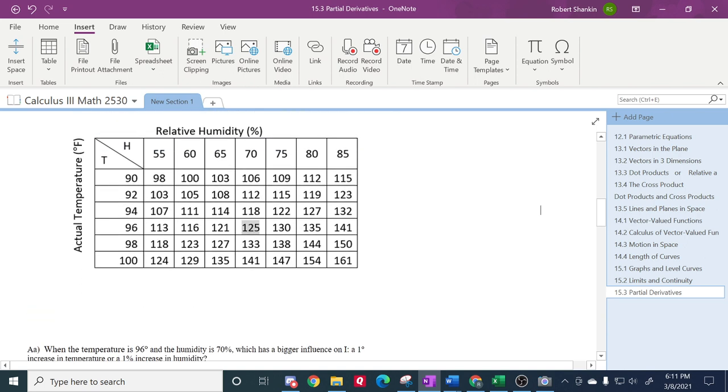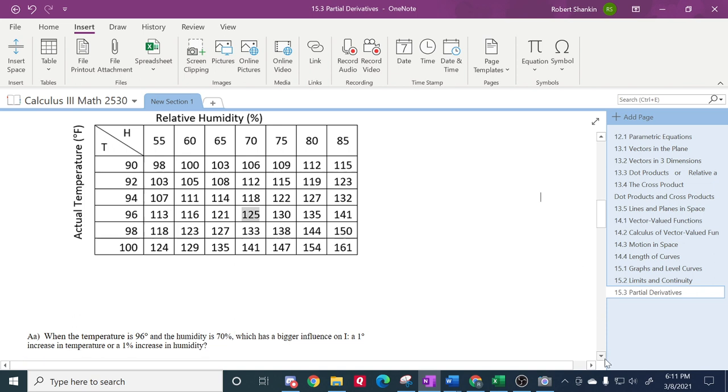Okay. So the first question is, when the temperature is 96 degrees and the humidity is 70%, so we're at this gray area right there, 125, which has a bigger influence on the heat index I? A 1 degree increase in temperature or a 1% increase in humidity? So figure that out on your own, but when you get your answer, type it into your group chat. But don't hit enter yet. I'll tell you when to hit enter.